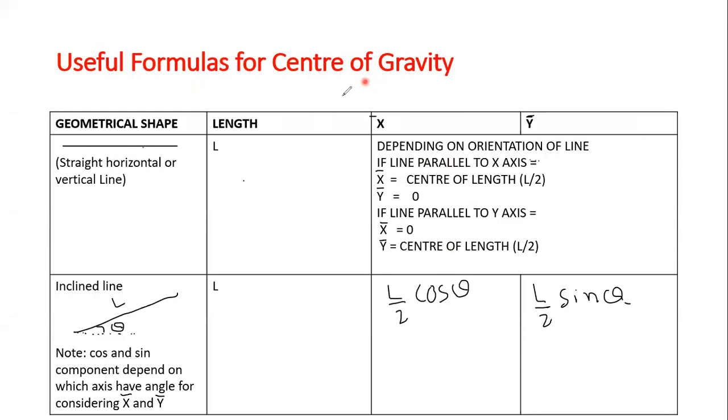ठीक है? फर्स्ट ज्योमेट्रिकल शेप कौन सा है? Now these particular formulas are for one dimensional element. ठीक है? We are going to discuss for one dimensional element. Is it clear or not? Please confirm. Don't mix up with 2D. This is for 1D only.